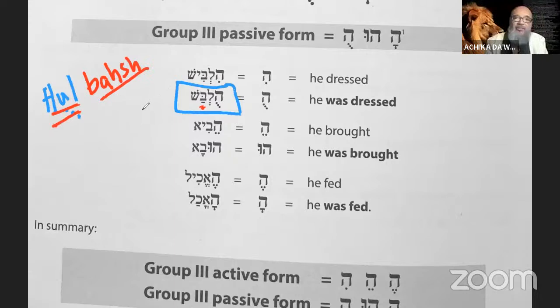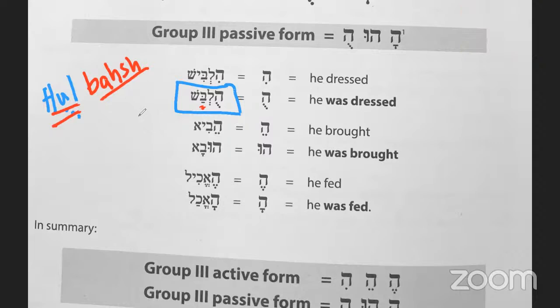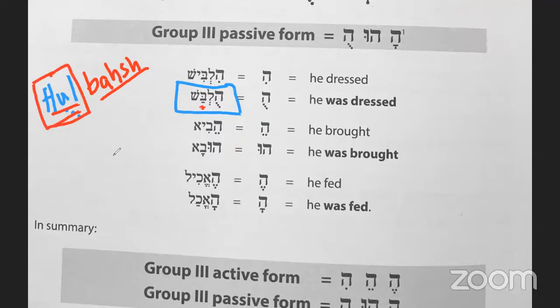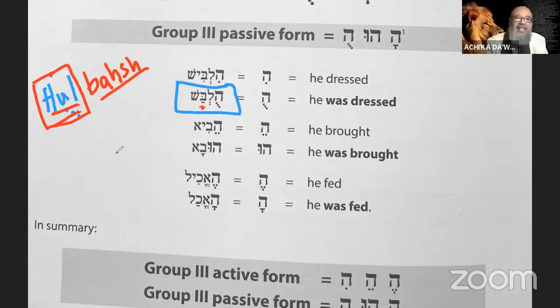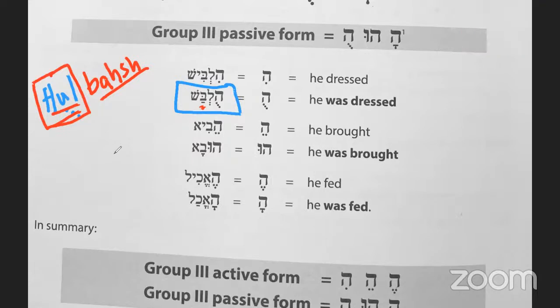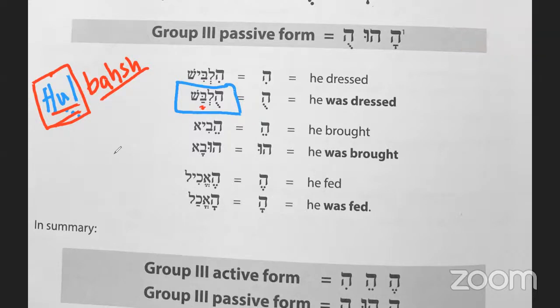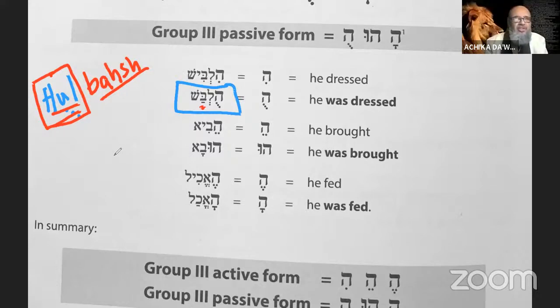The first one is heelbish, the other one is hulbash. So when I say "hul," is it active or passive? Passive. "Heel," is that active or passive? Active. So you can see different sounds will tell you if something is active or passive, and you have to keep your ears open. If it's really a "hu" or a "oo," then you should know, oh, that's passive. If it's "heel" or "hey" or "he," then you know that's active. And that just comes with practice.